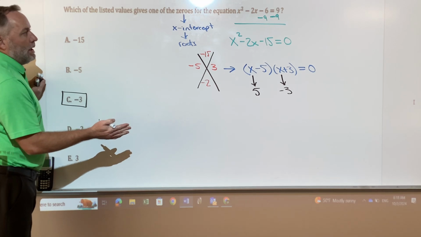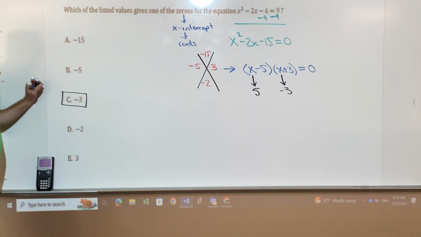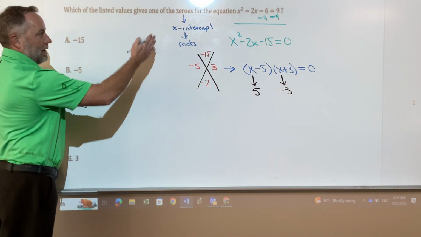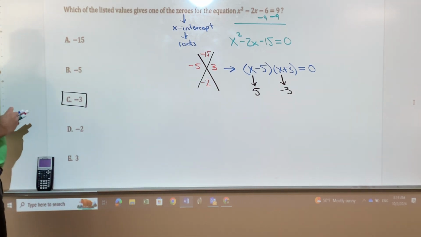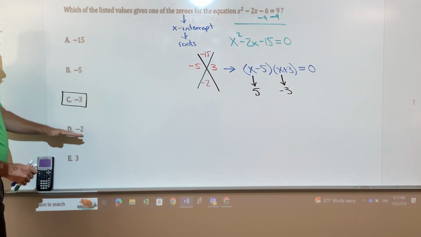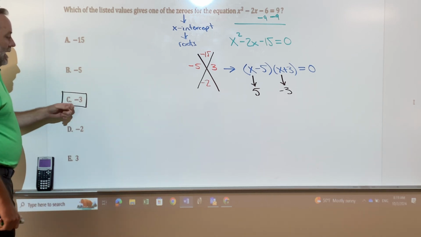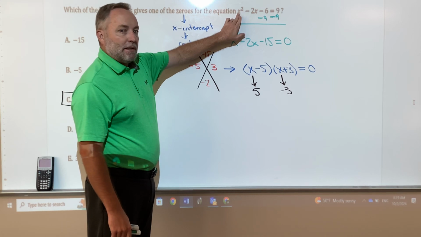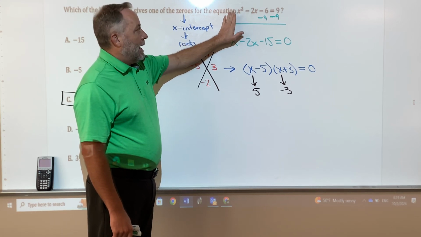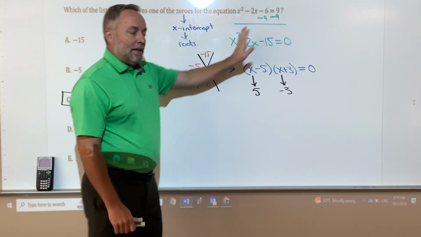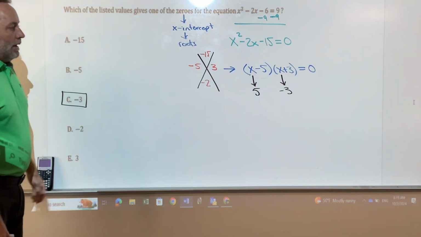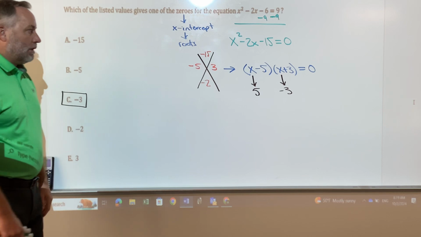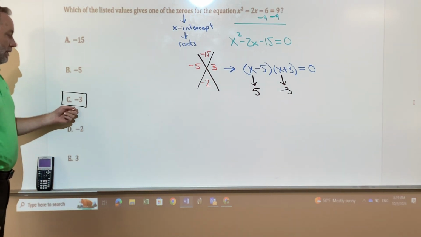One more thing is one ACT strategy is to just plug your answers into the equation and see if it makes the statement true. So we could have plugged in these values. It might take some time, and as long as we do it right, make sure you put negative 3 in parentheses if you're using a calculator right there. And if the left side equaled the right side, then that would be a solution to that equation. But zeros was kind of the key here, and so we set it equal to 0 and found negative 3, answer C, by factoring.